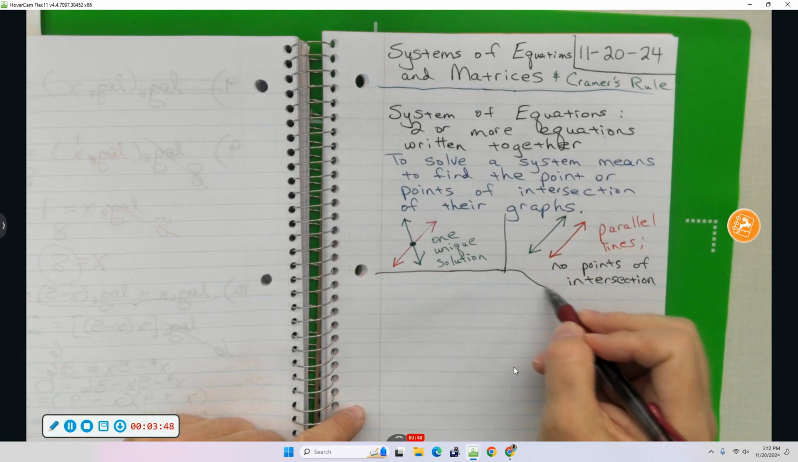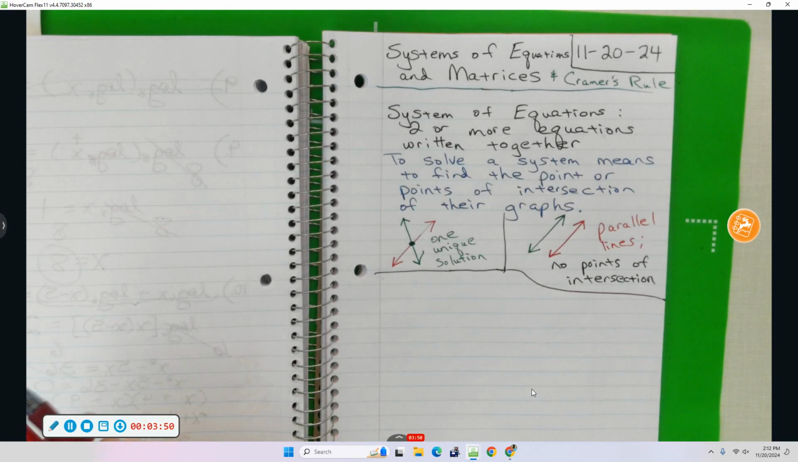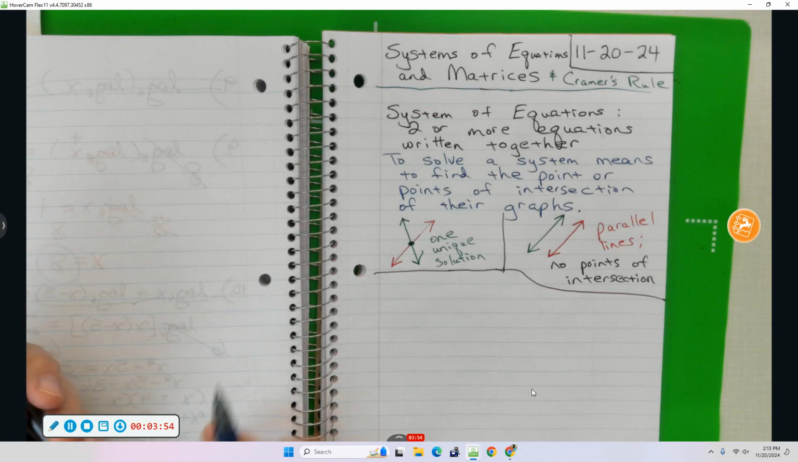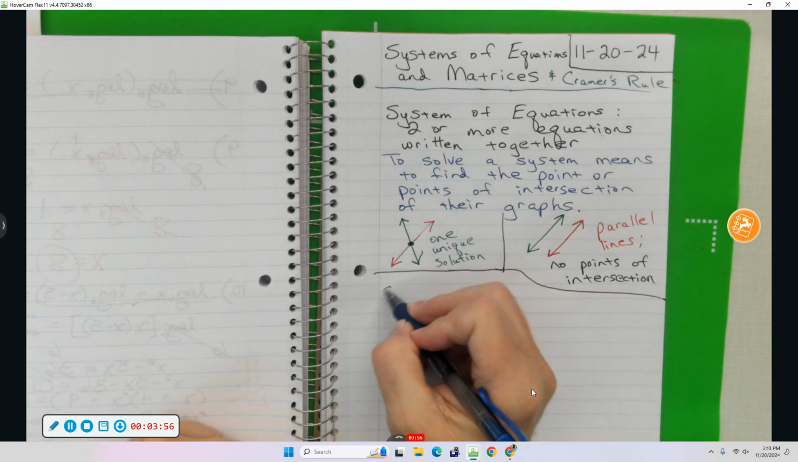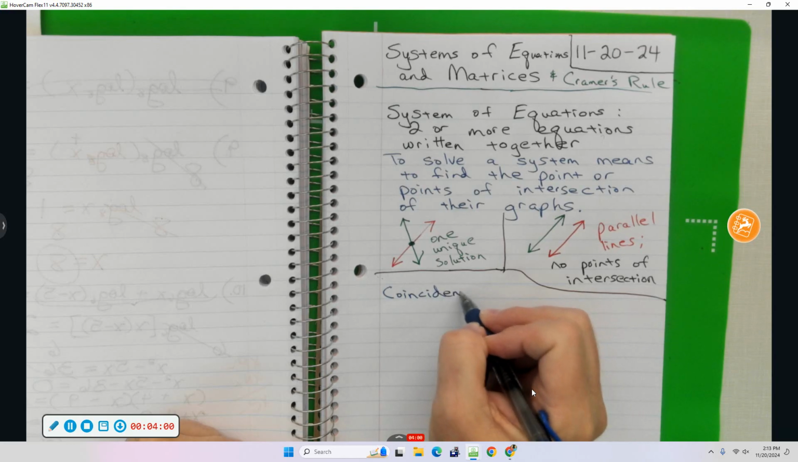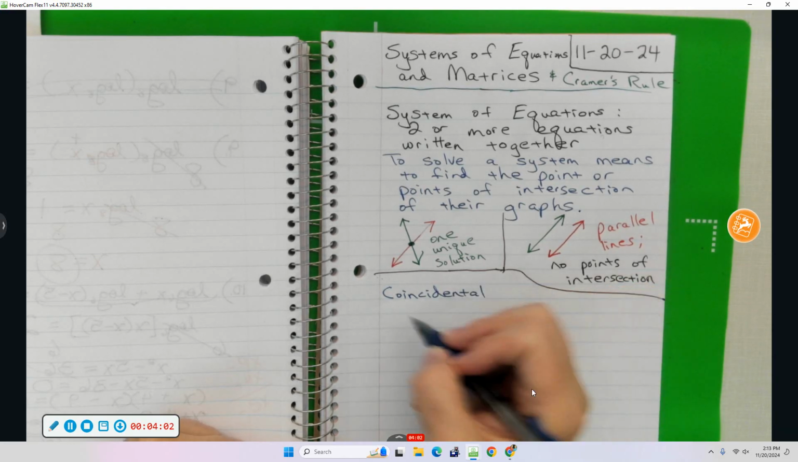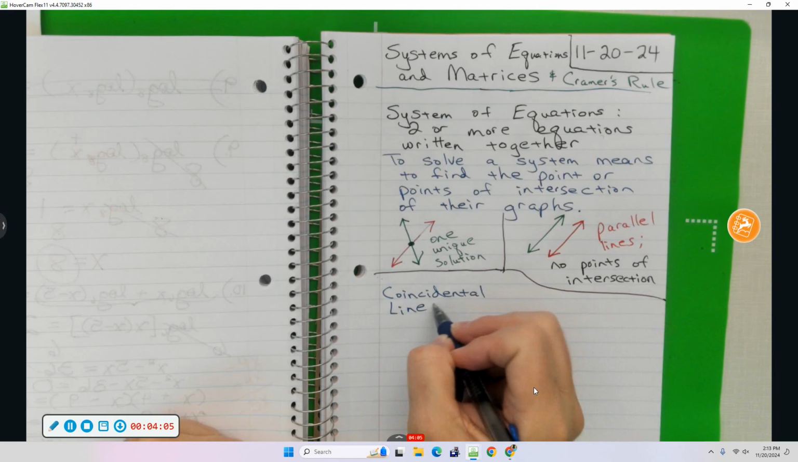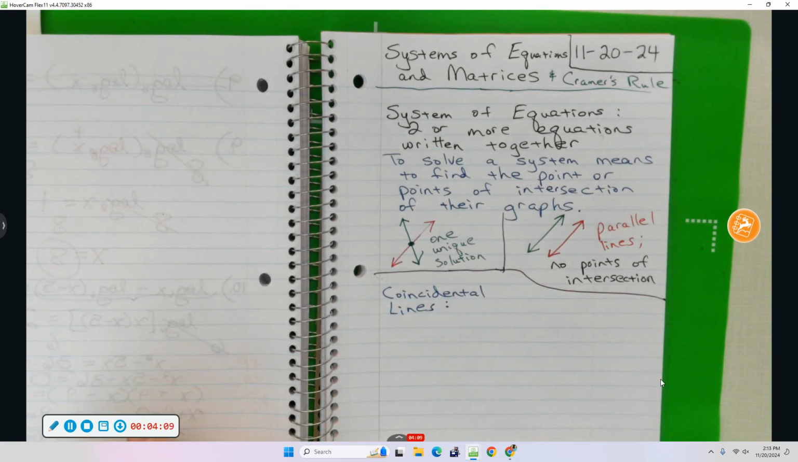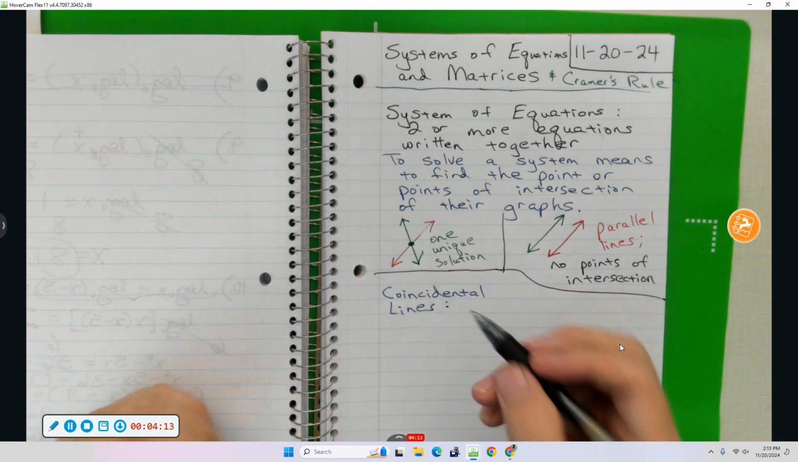And the third situation, one that most people don't think of, they're called coincidental lines. Let me write that out. C-O-I-N-C-I-D-E-N-T-A-L. Coincidental lines. For our purposes, coincidental lines are lines that are just one line on top of the other.